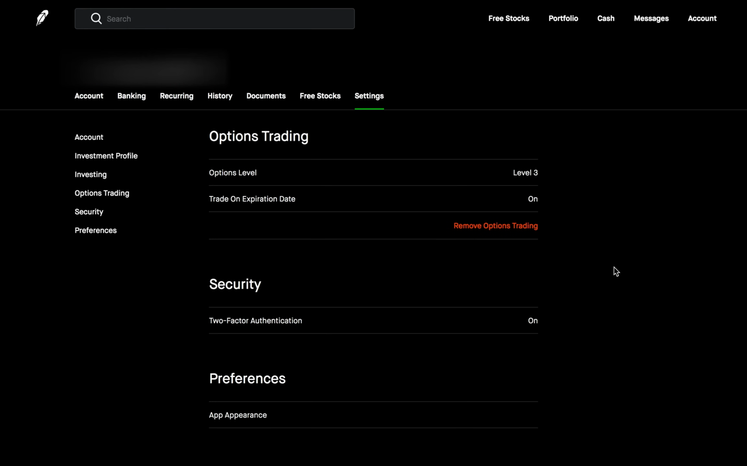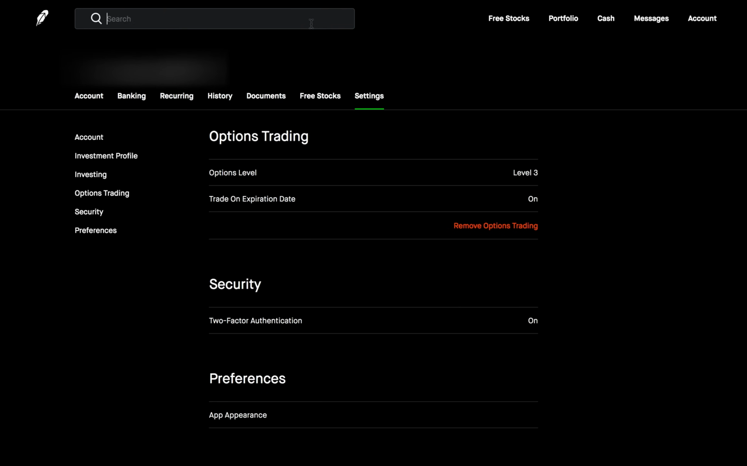You need to make sure that you've enabled options trading on Robinhood. So the way you do that is you go into your settings on Robinhood and you go over to this options trading section, and then there will be a link or a button here that'll say something like enable options trading. You need to click on that in order to enable options trading. Once you've done that, you can head on over to whatever stock you want to trade options with.